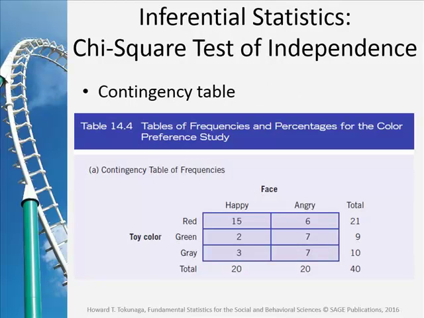So we create a contingency table or a crosstab. So you present them, right? I, independent, the thing that you're changing. The face, and in this study they had 40 children. 20 children got the happy face, and 20 children got the angry face.